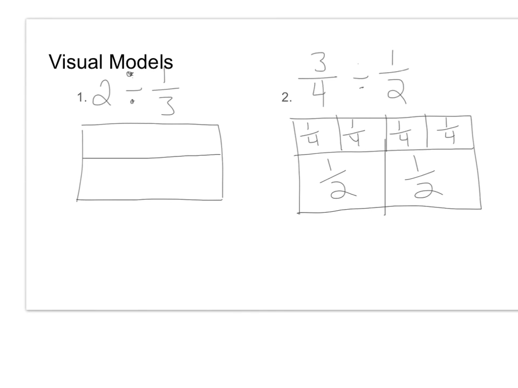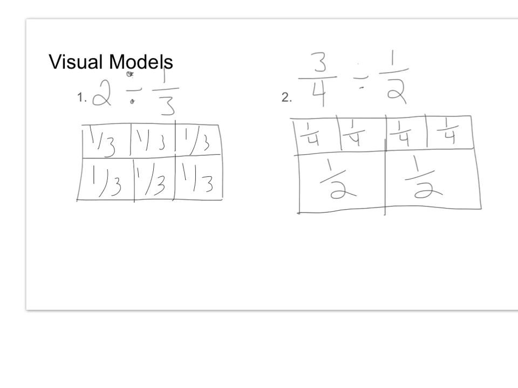So for all my visual people, let's do some visual models. For the first example, I have 2 divided by 1/3. If I have 2 things and I want to divide them up into thirds, I would take each one and break it up into 3 pieces. So now this is a third, that's a third, that's a third, that's a third, that's a third, and that's a third.